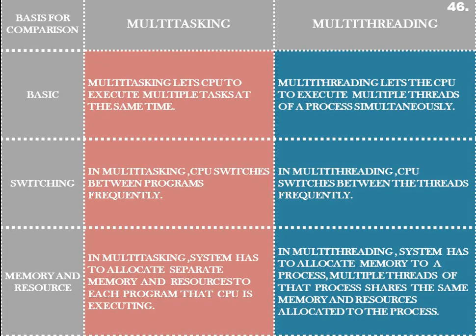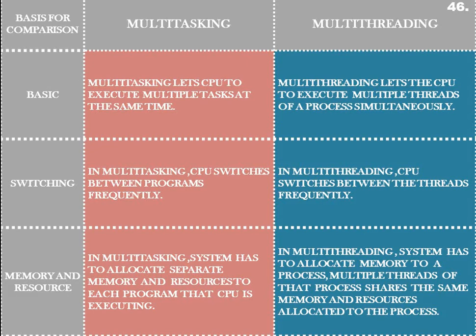In order to give you more clarity, let's discuss the differences between multitasking and multi-threading. The first difference is that multitasking lets the CPU execute multiple tasks at the same time. Not exactly at the same time, but it appears to the user that the tasks are being executed by the CPU at the same time. While in multi-threading, multiple threads are being executed by the CPU.